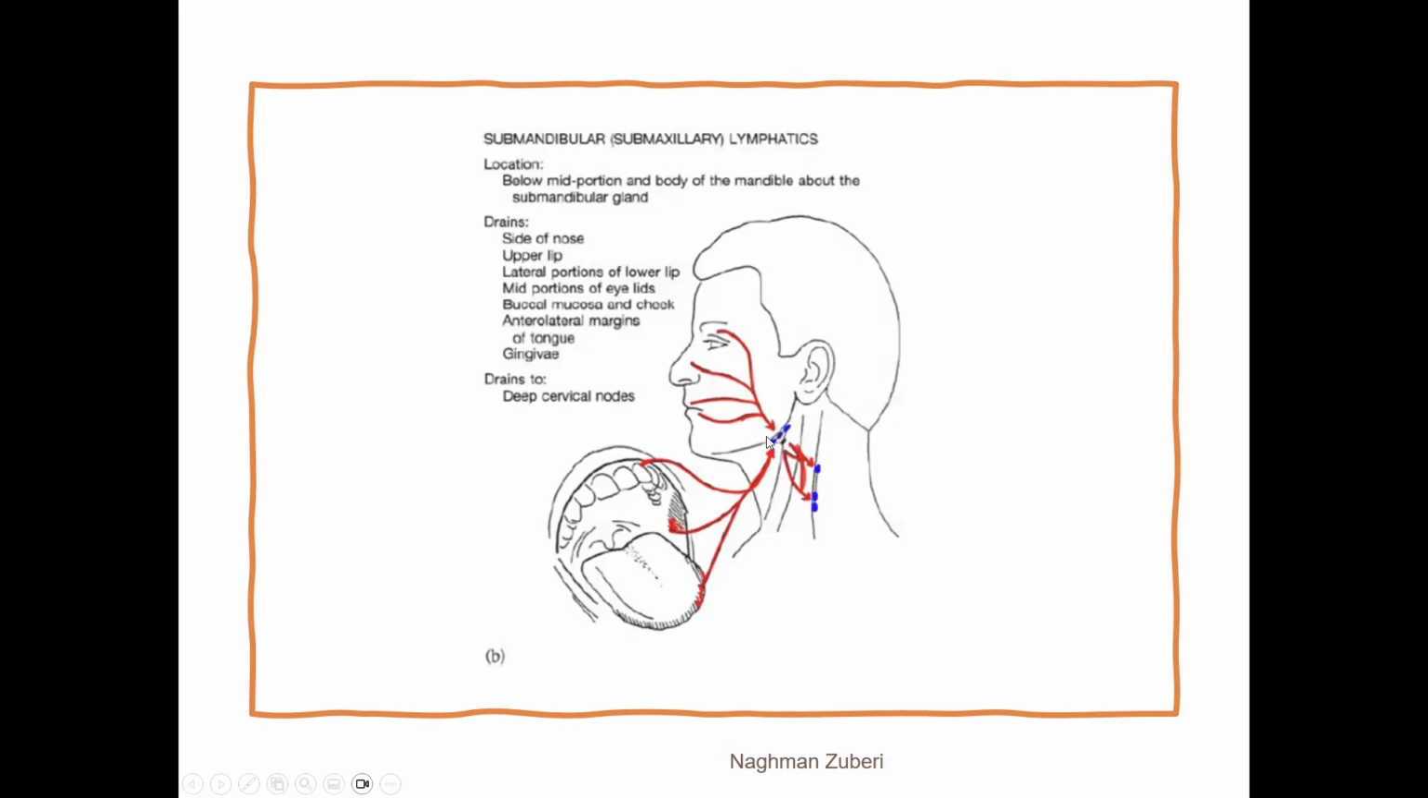These are submandibular or submaxillary lymphatics. Location is below the mid portion and body of the mandible, about the submandibular gland. And they are draining the side of the nose, we can see, then lateral portion of the lower lip, then mid portion of the eyelids, buccal mucosa and cheek, then anterolateral margins of the tongue, and gingivae.